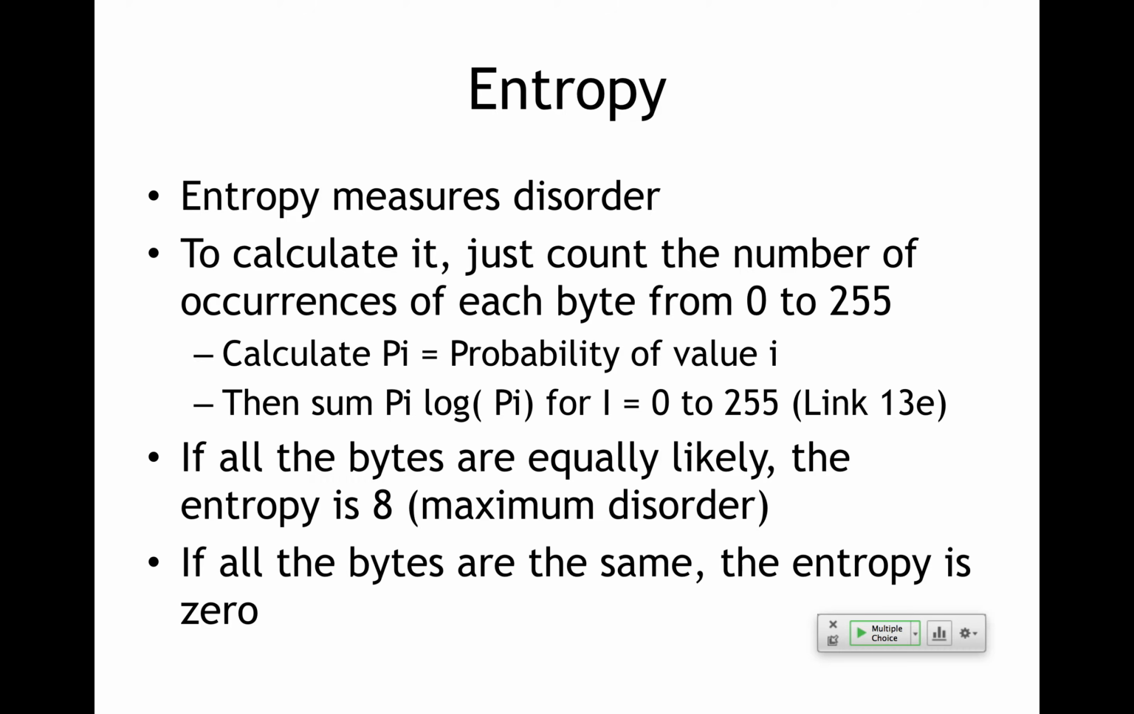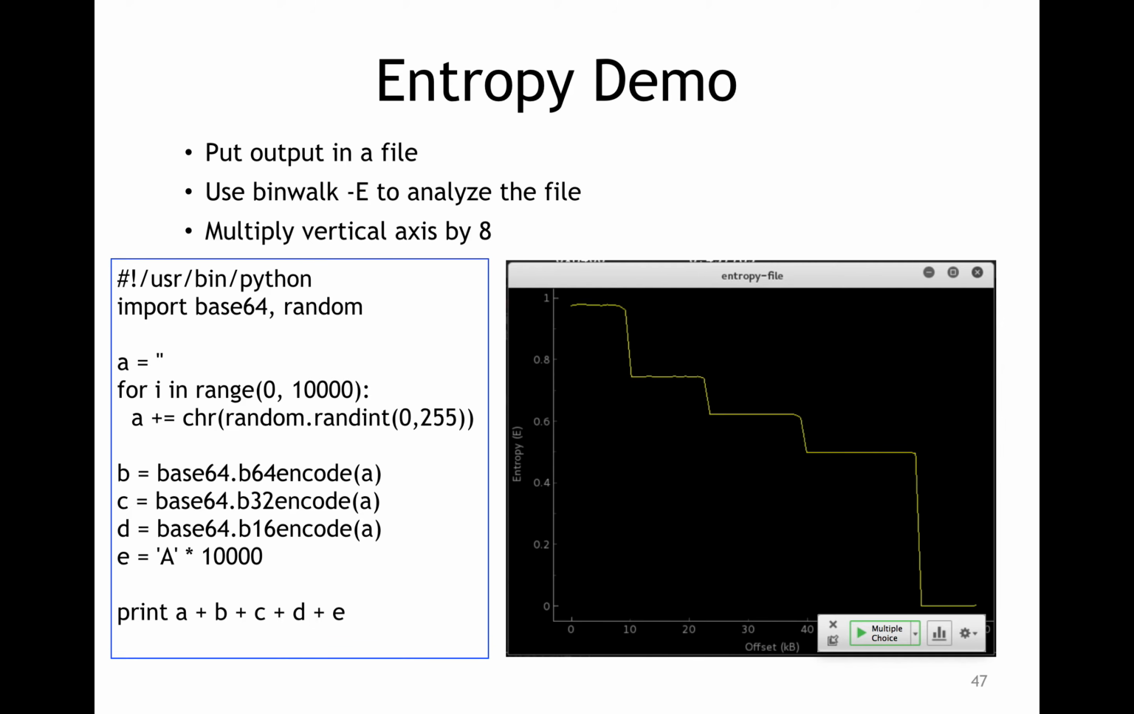So if you have completely random bytes, the entropy is 8. There's 8 bits of data stored in every byte. No bits are wasted. If the bytes are all the same, the entropy is 0, because there's actually no information in there. The thing could be shrunk down to size 0. And that's the game. So you can do it in binwalk in Kali.